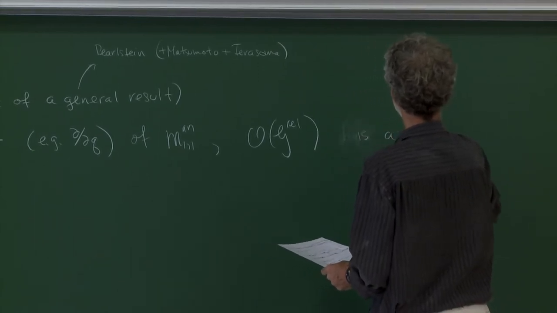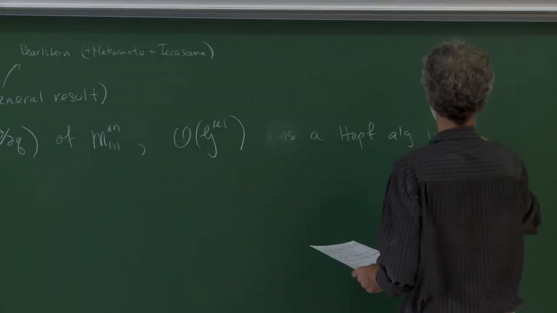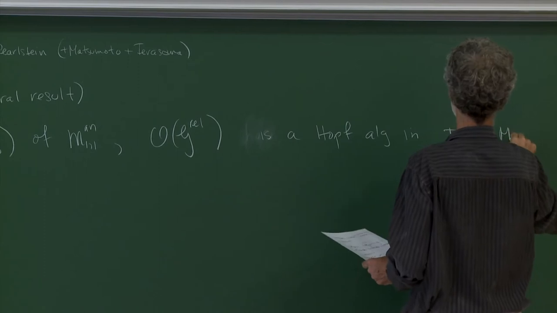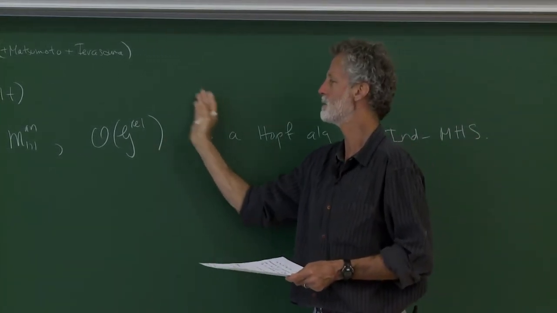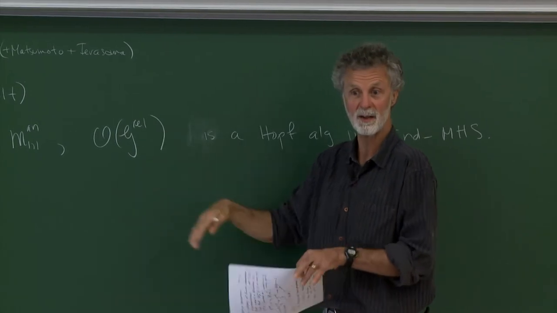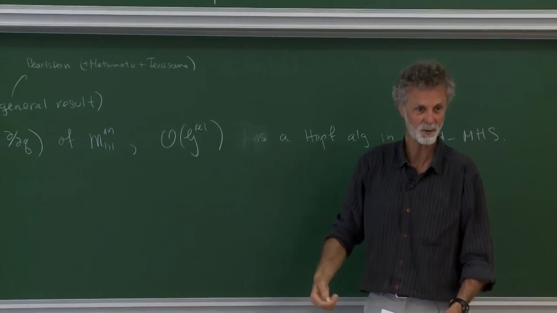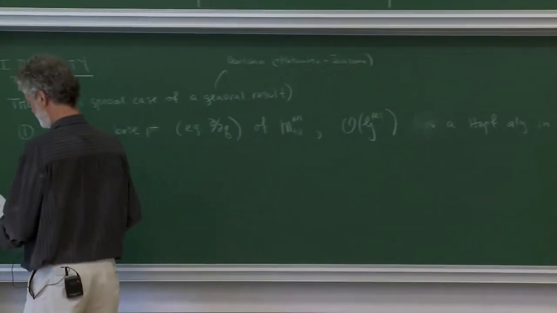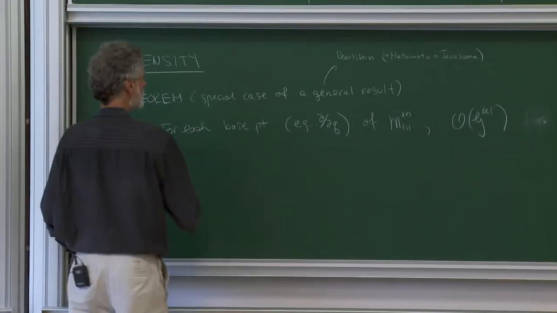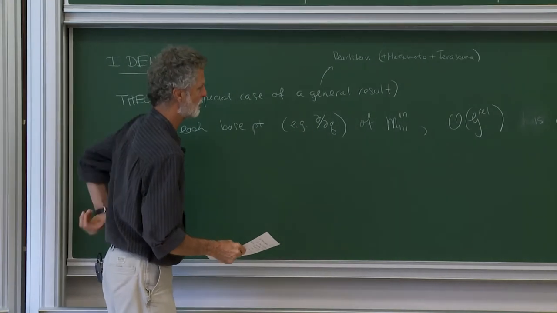It is a Hopf algebra in the category of Ind mixed Hodge structures. By this I mean it's a direct limit of mixed Hodge structures, and the coproduct and the product and the antipode all preserve Hodge and weight filtrations, Q-structure, and so on. For all finite base points, I proved this in a much older paper.